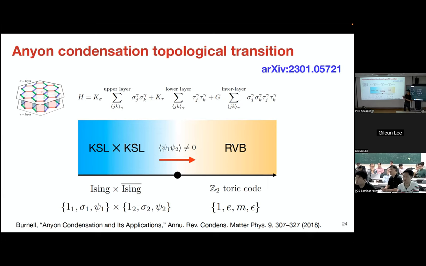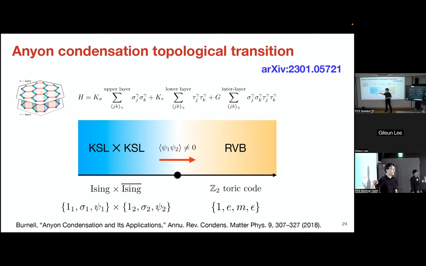Well, definitely there is something like an integer-valued topological invariant. But I think the most important thing is the fusion rules and braiding statistics. Those are essential properties of the anyon excitations. They define the topological order in each phase. So in this case, it's not simply given by some integer. It's a much richer structure.